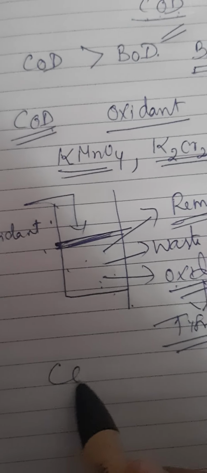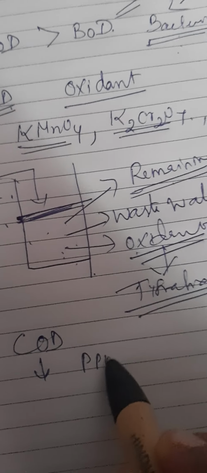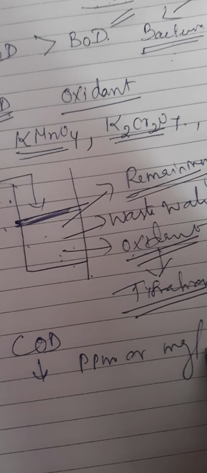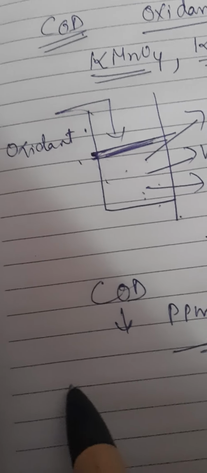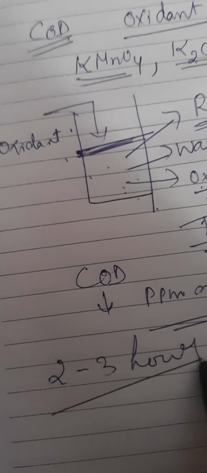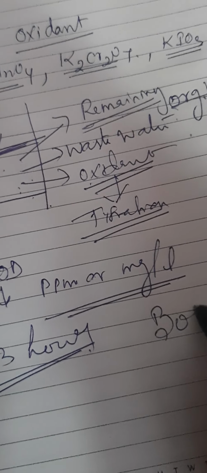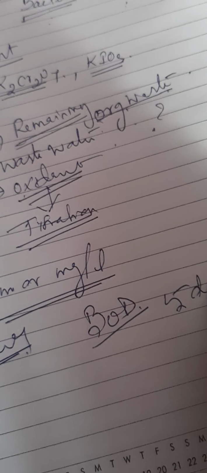COD thus calculated is expressed in terms of ppm or milligrams per liter, just like BOD. For COD, it takes only 2 to 3 hours to measure. But to measure the biological oxygen demand, it takes a minimum of 5 days.